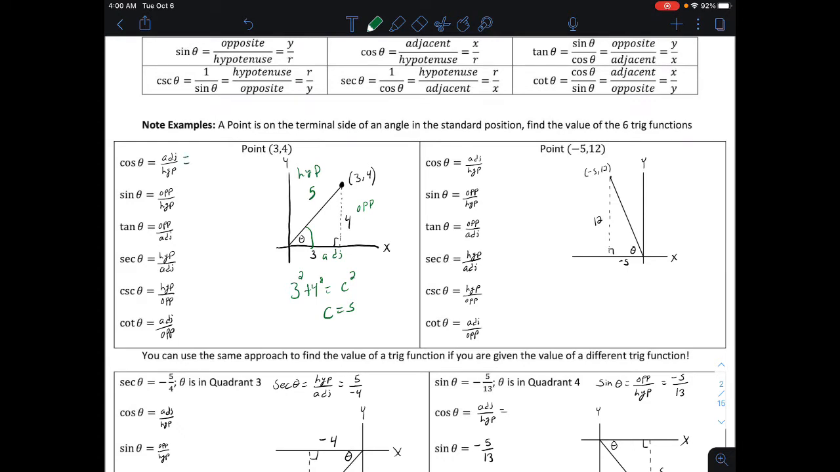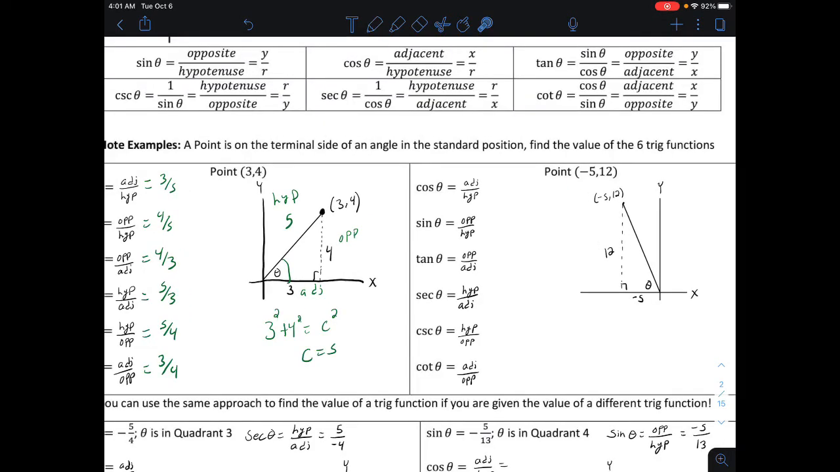So we'd end up with cosine being 3/5, sine would be 4/5, tangent, opposite over adjacent, would be 4/3, secant, reciprocal of cosine or hypotenuse over adjacent, would be 5/3, cosecant would be 5/4, and cotangent would be adjacent over opposite, 3/4.